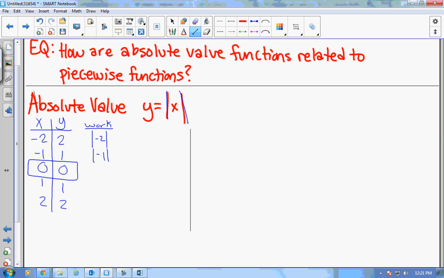Okay, so let's draw the graph. Notice none of the numbers are smaller than -2 or bigger than +2.